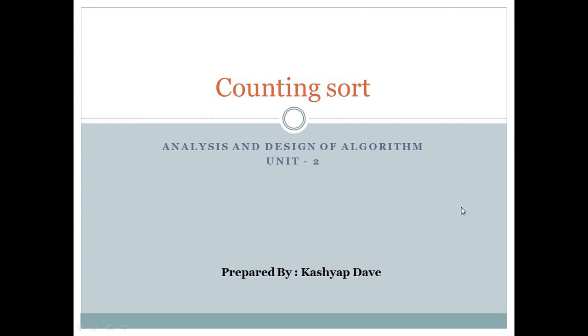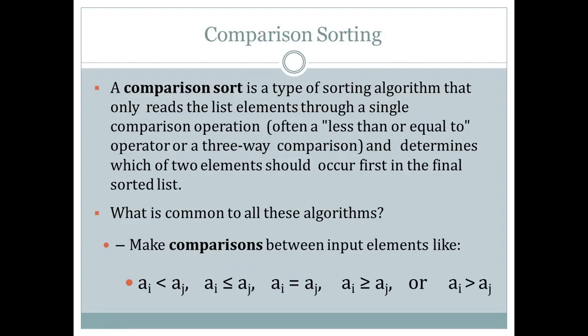In today's video lecture, we are going to learn about the counting sort algorithm. Counting sort is basically a non-comparison based algorithm. So first of all, we have to see what a comparison based algorithm is. A comparison based algorithm compares two elements, and after comparing them, if they are not in the right order, it will swap them, otherwise it will proceed to its next step.